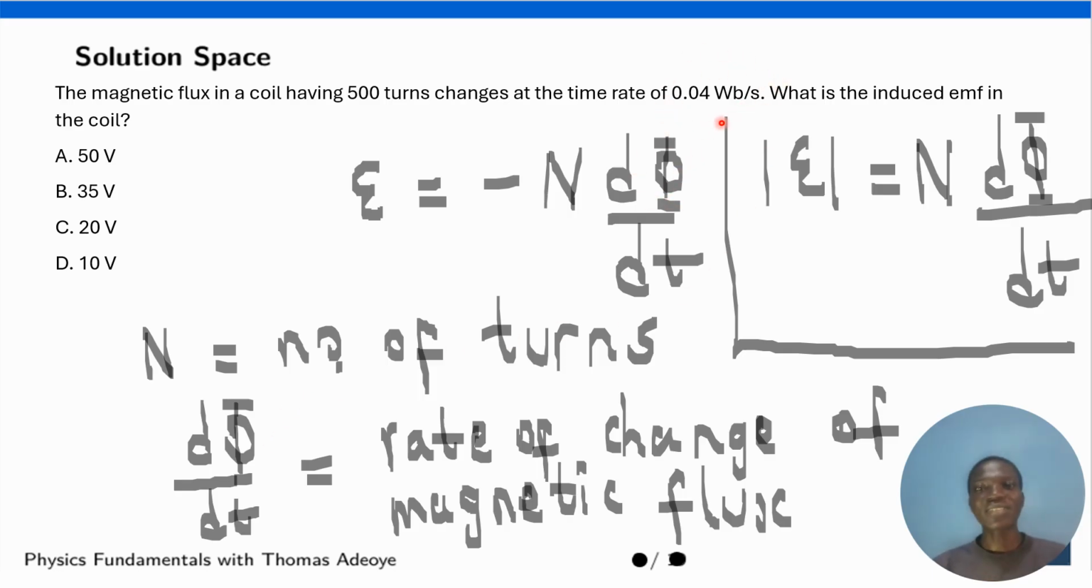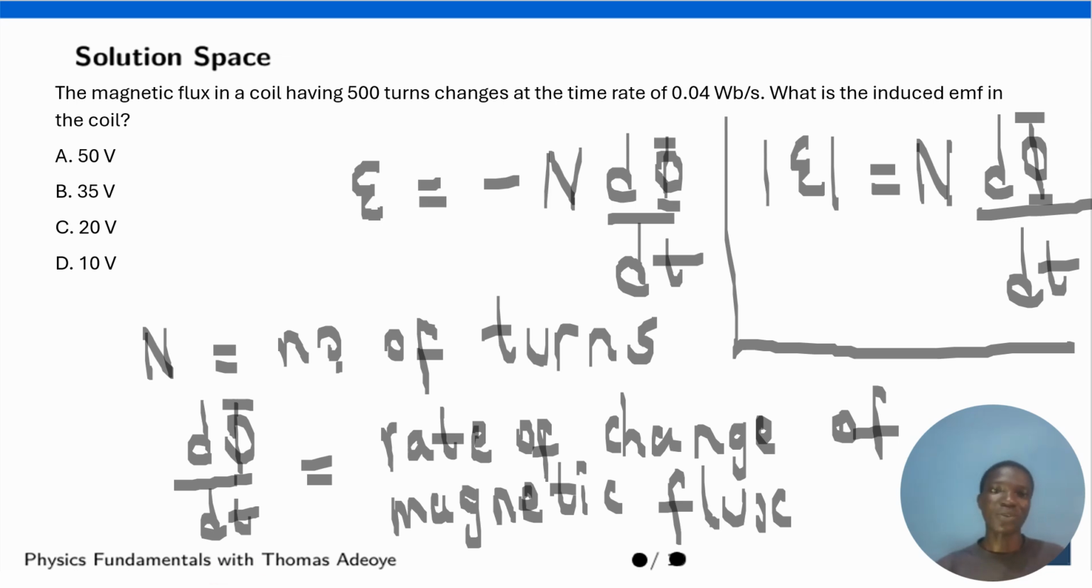So they gave us the time rate of change of magnetic flux, which is webers per second, and they gave us n to be 500. You can see that the answer will just be n, 500, multiplied by 0.04, and that's just it. If you do that, 500 multiplied by 0.04 is 20. So the option is C.